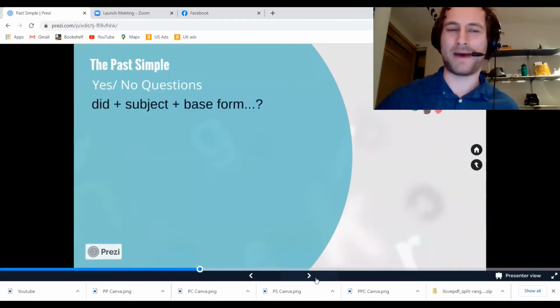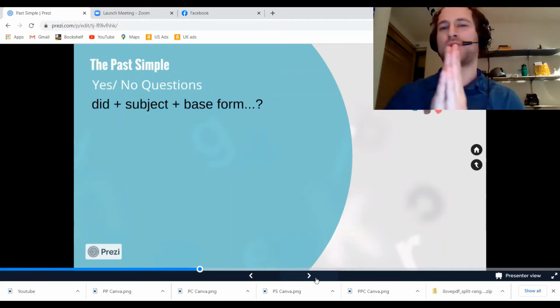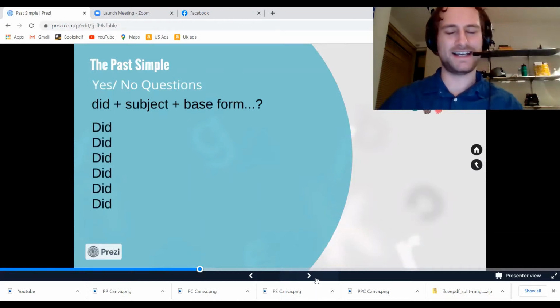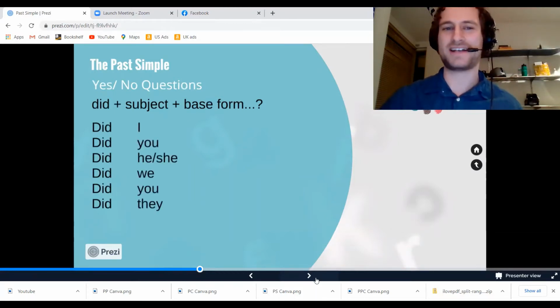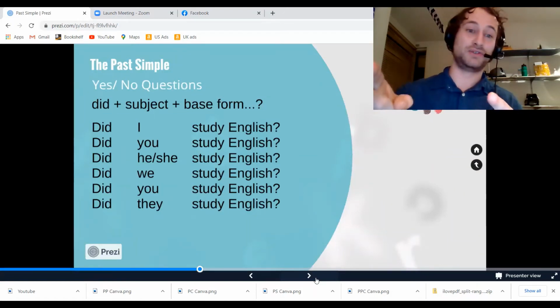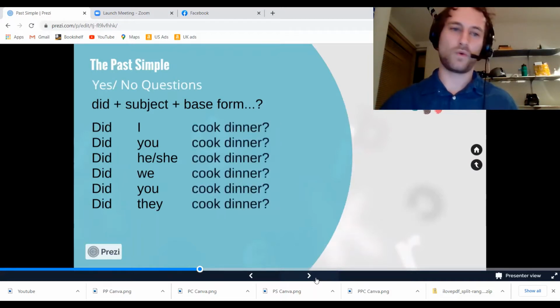So how do we form the past simple yes, no questions? Well, now we want to put did first. We'll go did, then we'll go the subject, then the base form of the verb. So here we got did. Then we have our subject, and now a base form of a verb. So did I study English? Did you study English? Did he study English? Did we study English? Did you study English? Did they study English?